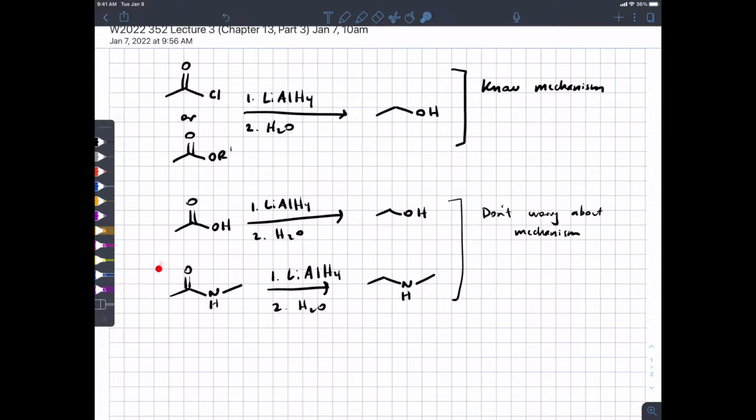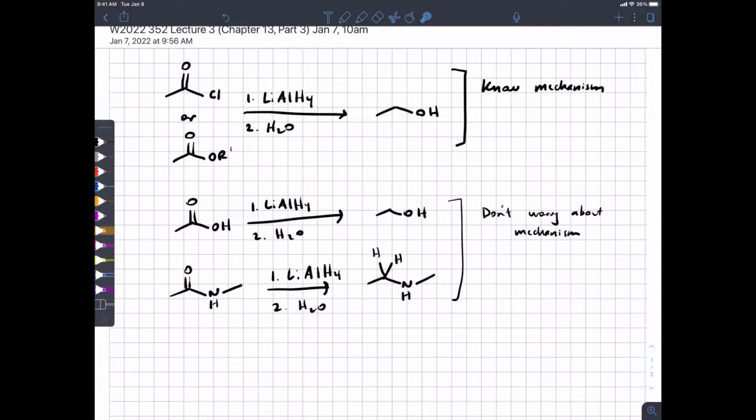Similarly, this amide functional group can be reduced, though not to the alcohol. It actually gets reduced to the corresponding amine, where it looks like you just basically replaced both carbon-oxygen bonds with carbon-hydrogen bonds. The mechanism of that reaction is shown in your text, but I don't care that you know it, and we're not going to talk about it. Just be aware that these two reactions are possibilities.